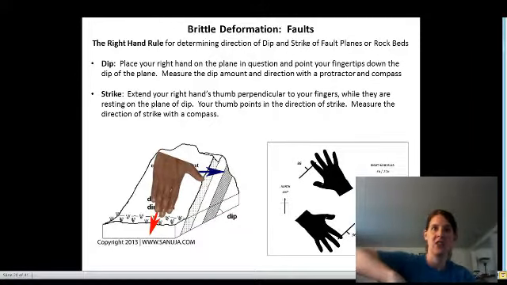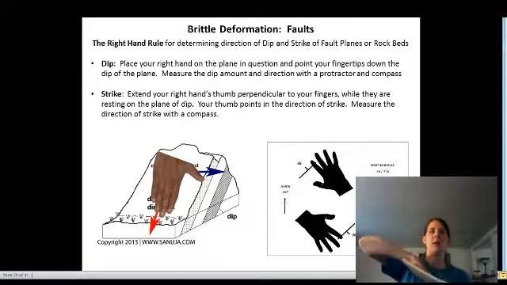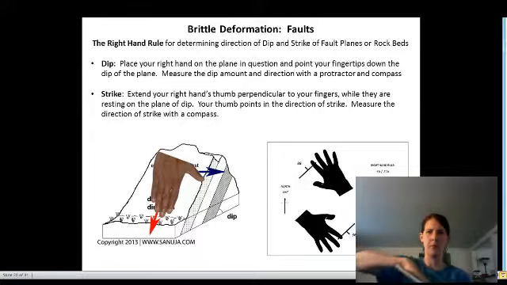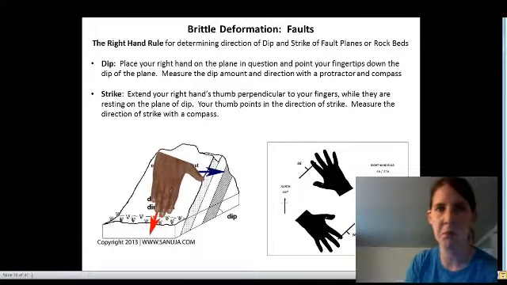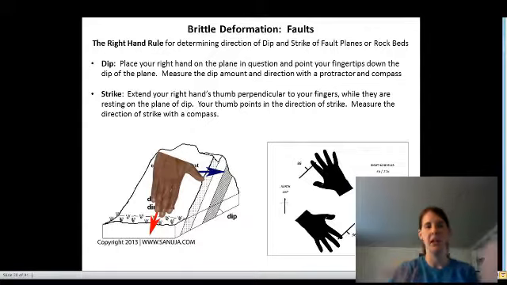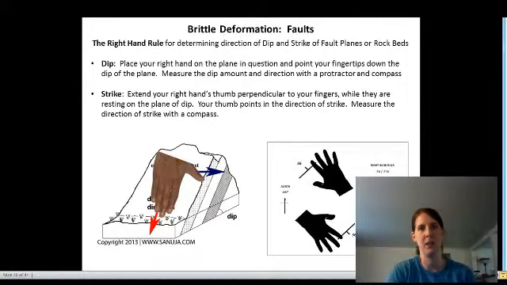And then your strike, if you extend your right thumb perpendicular to your fingers, where they are resting on the plane of the dip, is your strike. So you would then measure that with a compass. So we're going to assume that if I'm pointing at myself, I'm pointing south. So I'm dipping at 45 degrees with a strike south. You wouldn't say south, you would use a compass degree, like 312 or something. But I don't have a compass with me. Sorry, guys.